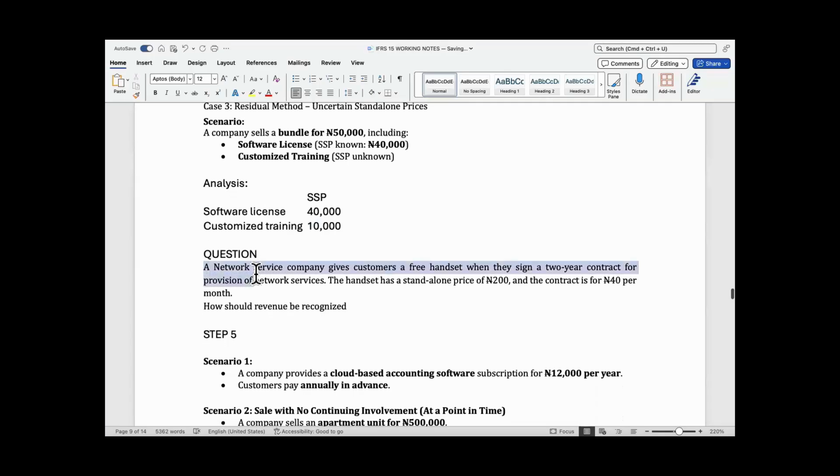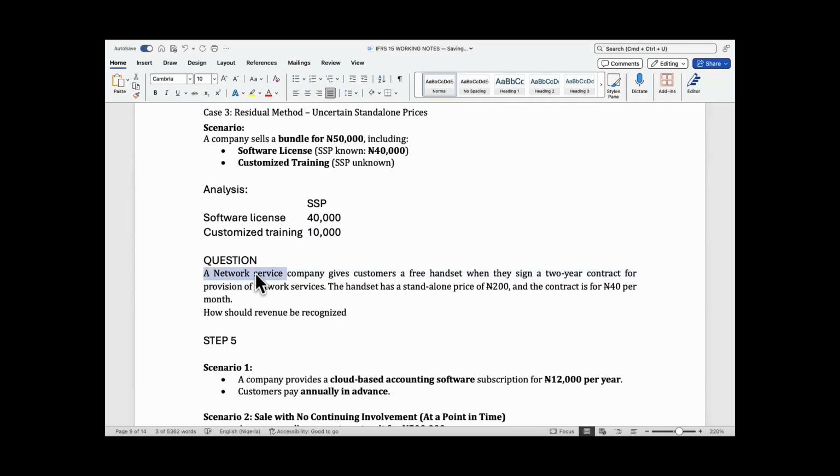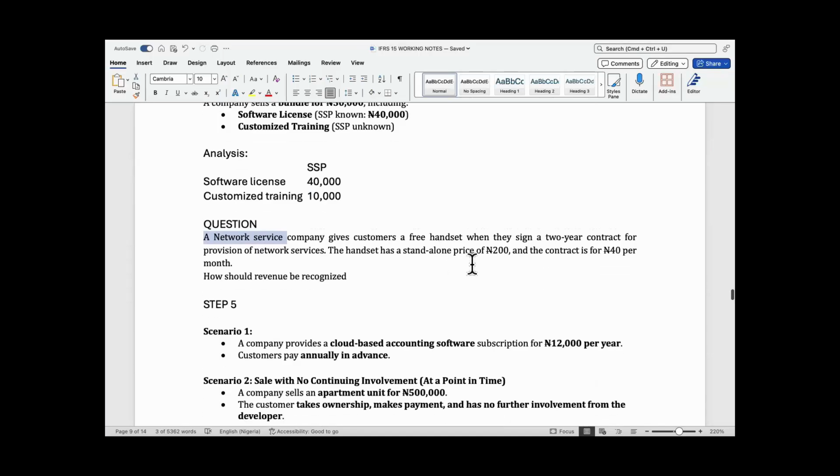They said a network service company gives customers a free handset when they sign a 2-year contract for provision of network services. The handset has a standalone price of 200 naira and the contract is for 40 naira per month. How should revenue be recognized?